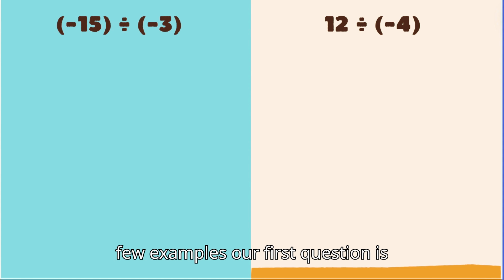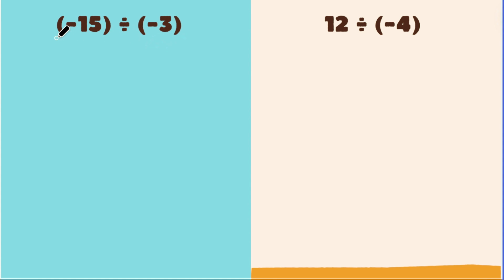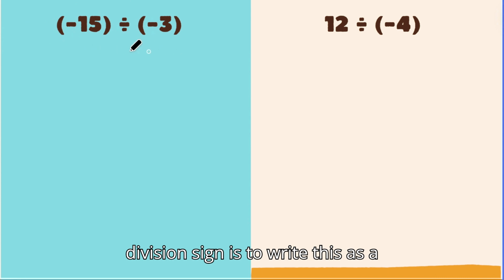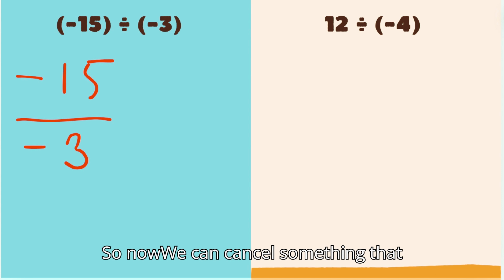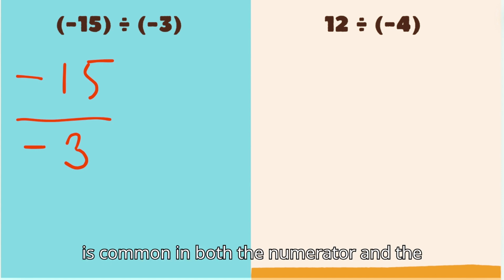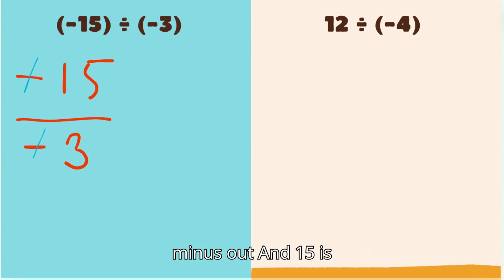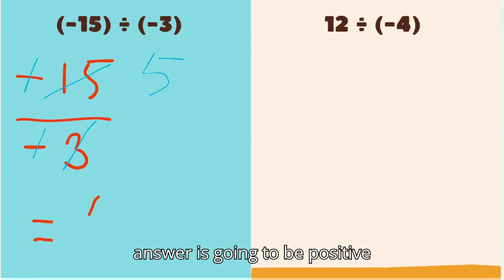Now let's look at a few examples. Our first question is minus 15 divided by minus 3. What I would recommend when we have a division sign is to write this as a fraction. Minus 15 divided by minus 3. Now we can cancel something that is common in both the numerator and the denominator. So I can cancel this minus out, and 15 is also divisible by 3, so that leaves us with 5 in the numerator. So my answer is going to be positive 5.